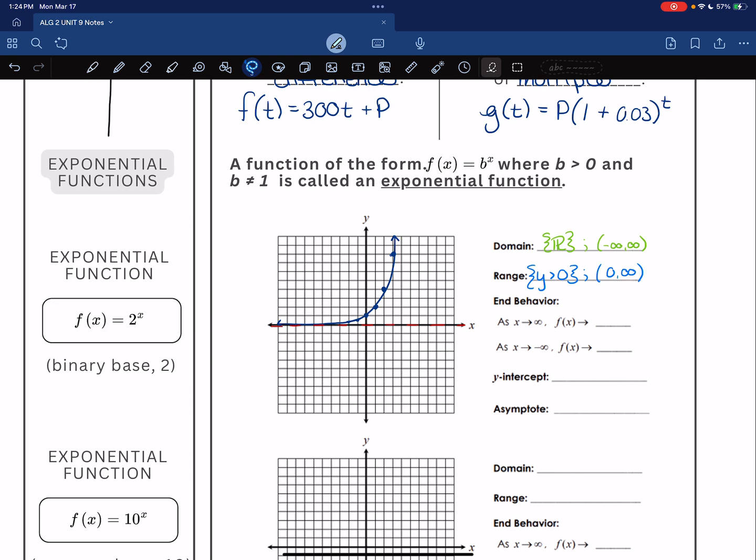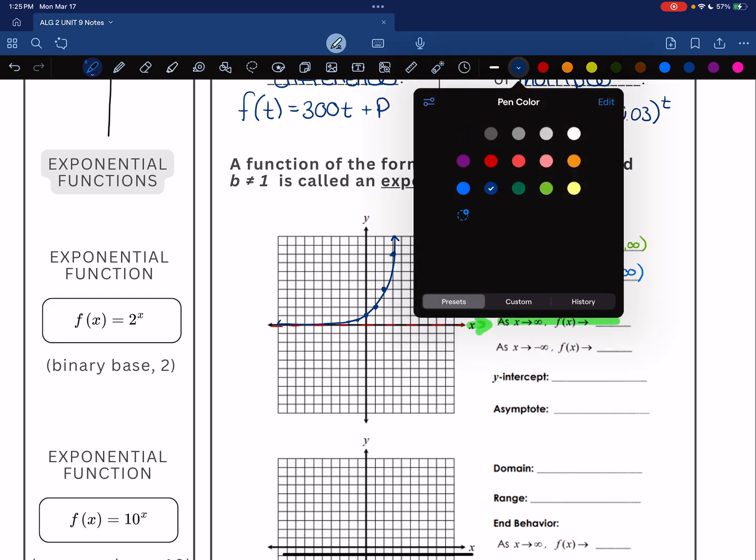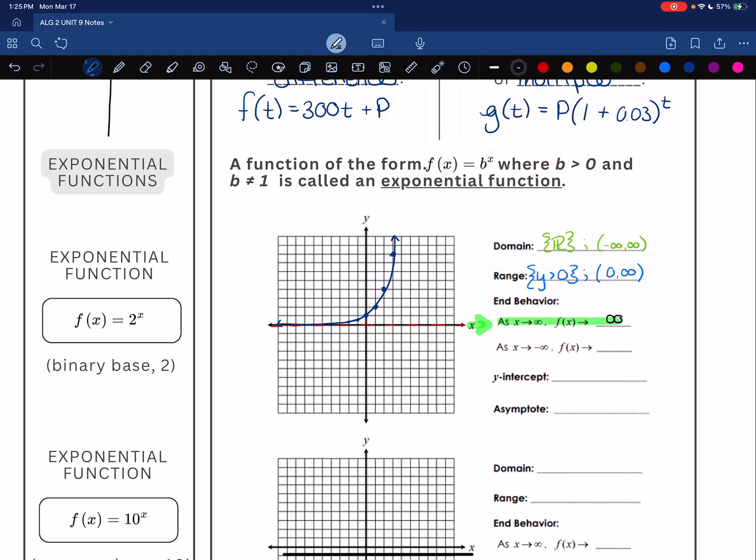Okay, now the end behavior. What happens at the ends of this graph? As x approaches infinity, that's over on this side, moving in this direction. What is happening to my graph? If I were to imagine being a little ant on my graph, or just even a person, traveling on my graph, going in this direction, moving to the right, what's happening? My graph is going up, up, up, up. That is going up all the way to infinity, positive infinity.